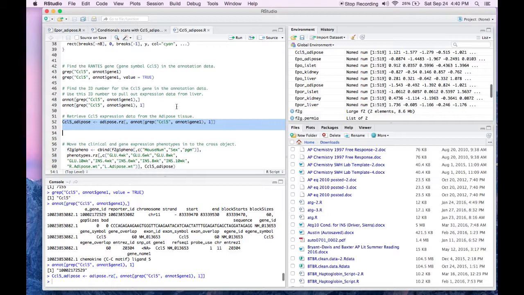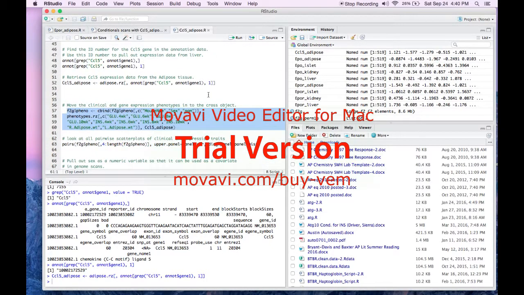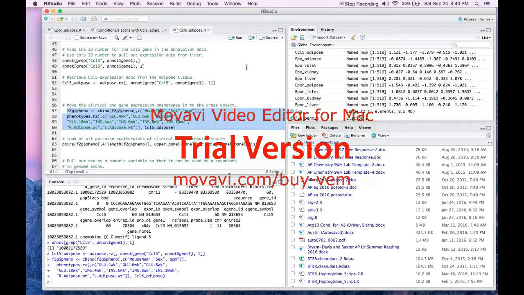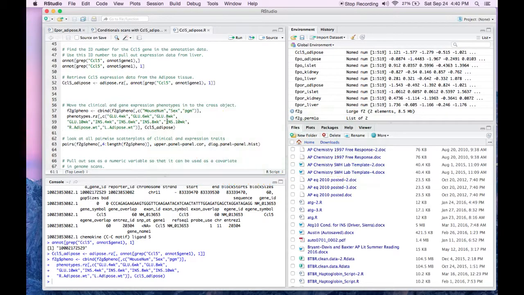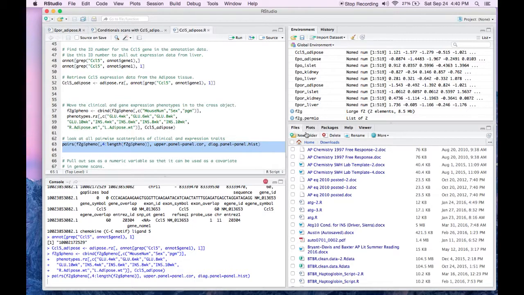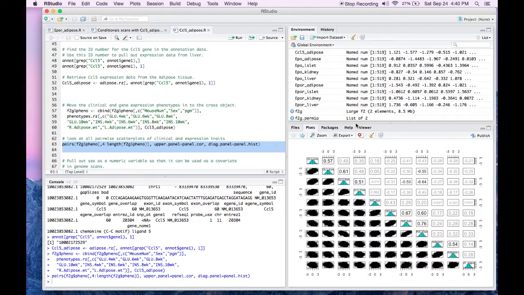We retrieve expression in adipose because we're looking at adipose tissue right now, and move everything we want to look at into the cross object. Like I said, we're looking at type 2 diabetic traits, so here we're looking at glucose, insulin, and adipose weight. Then we look at pairwise plots. This is the pairwise plot.